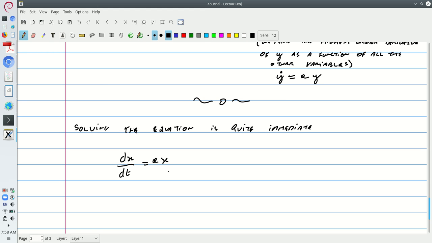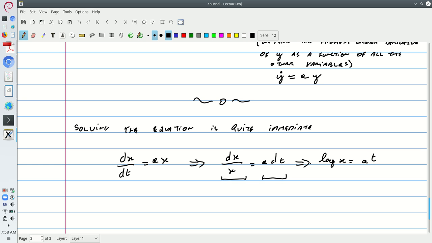So if this is the equation, we know that we can separate the variables, so we can have something of this form, equal to a dt. Now that all the quantities depending on x are on the left hand side, and all the quantities depending on time are on the right hand side, we can integrate. So we find that the logarithm of x is equal to at.